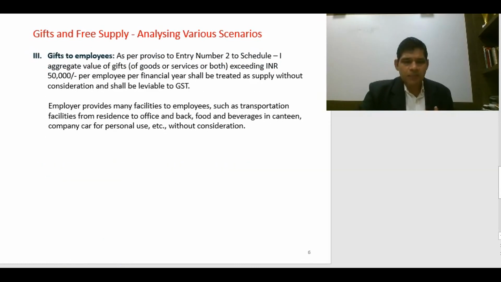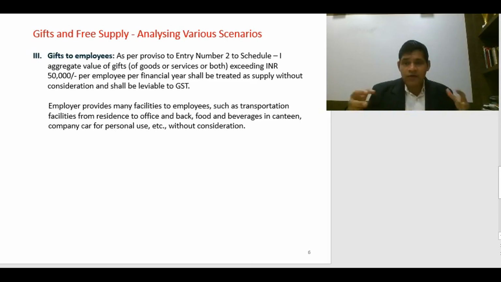Now let's move to the last point, which talks about gifts to employees. As per the proviso to entry number 2 of Schedule 1, the aggregate value of gifts given by an employer to an employee of more than 50,000 will be treated as supply and GST will need to be charged. However, an employer provides many facilities to employees, such as transportation from residence to work, food, beverages, canteen, without consideration. Now if all such facilities are part of the employment contract, then the same cannot be treated as a gift, and those are part of the employer-employee relationship, and there will be no GST on that.